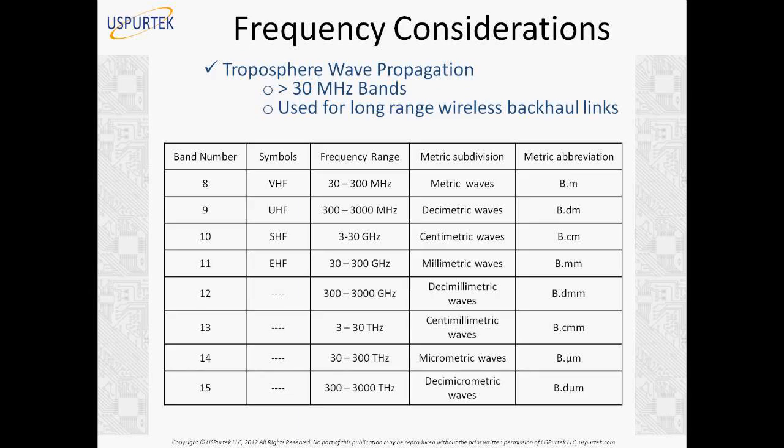Well, this is very useful for long-range wireless backhaul links. It's very commonly used for microwave links. And we are benefited by the extension of the radio horizon by 1.15 times. That means 50% more distance is achieved just because of troposphere scattering and refraction.